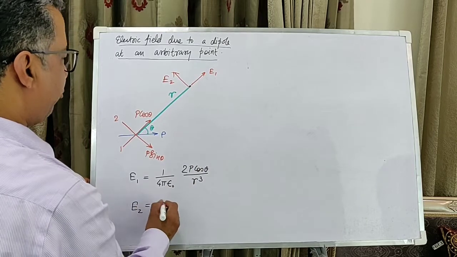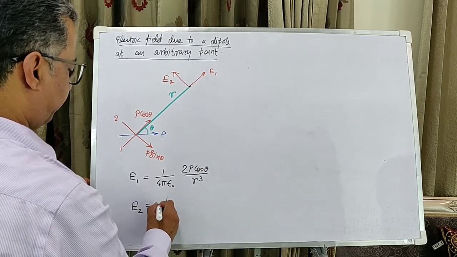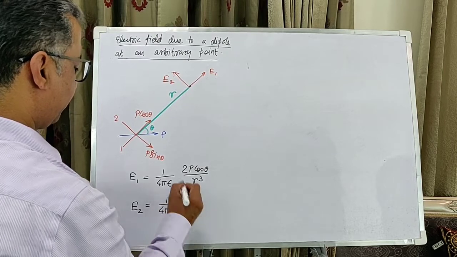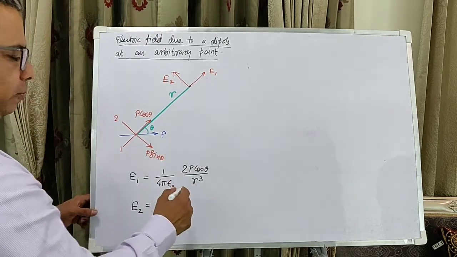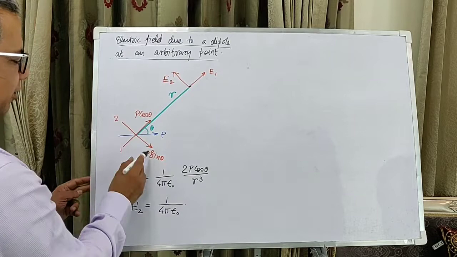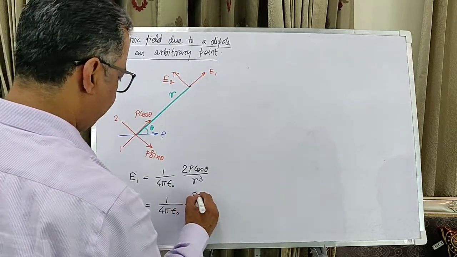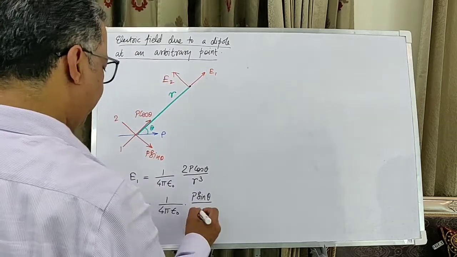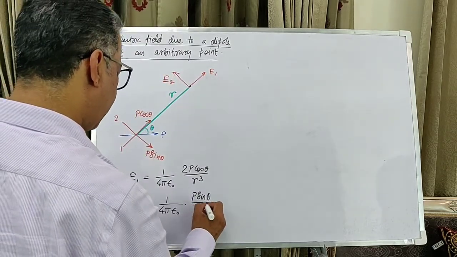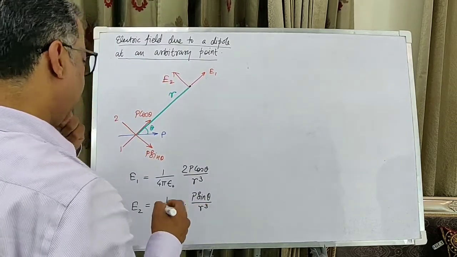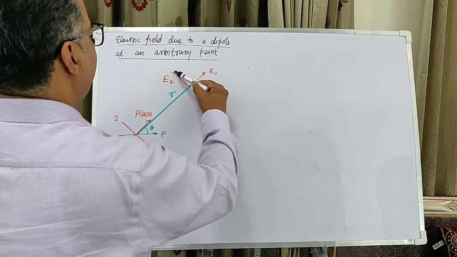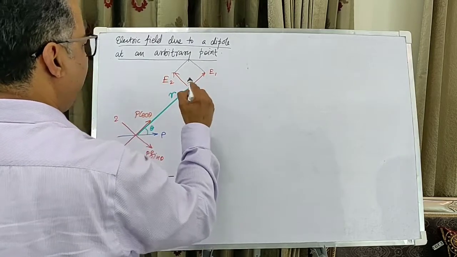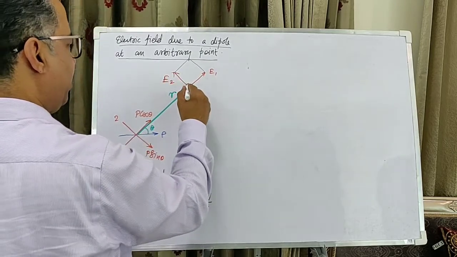This E2 therefore is 1 by 4 pi epsilon naught. Remember, it was p by r cube, but now in place of p we have p sin theta by r cube. Now the net electric field at this location will be the vector sum of E1 and E2.